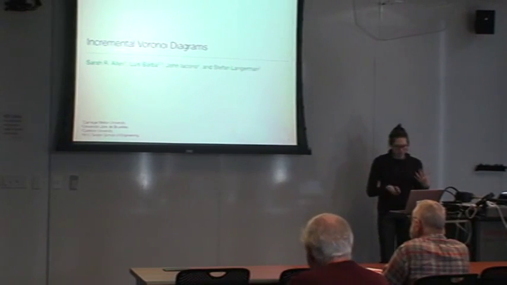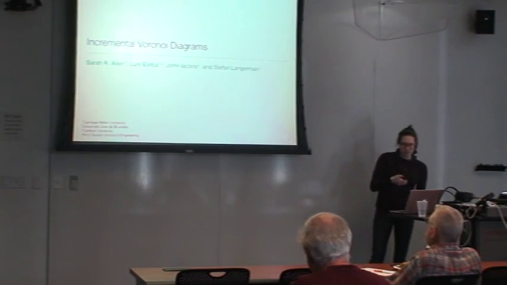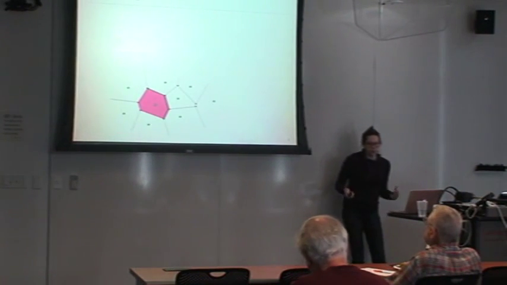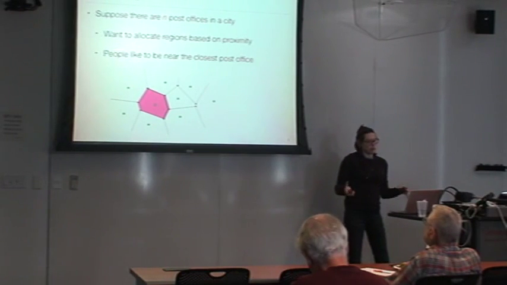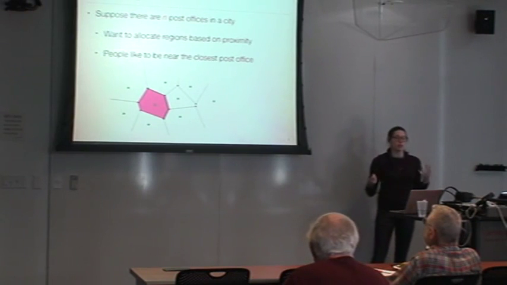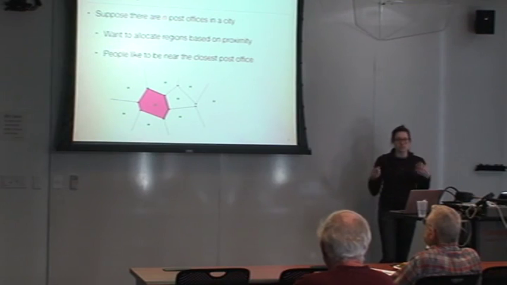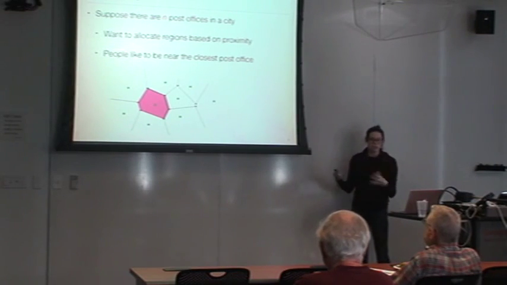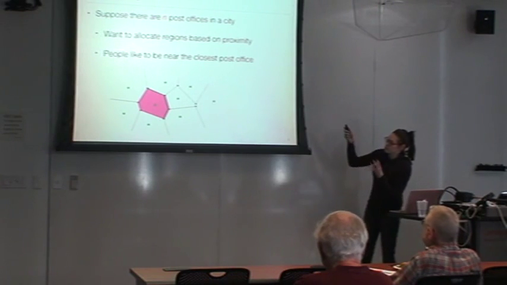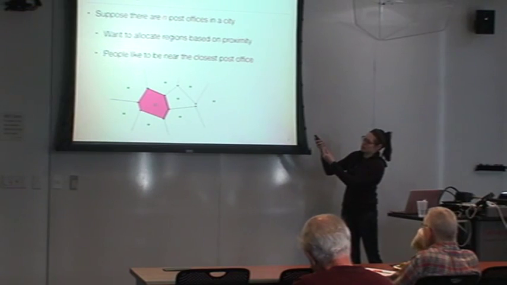Going to start with the introduction of what a Voronoi diagram is and also some motivation for it. Suppose we have n post offices in a city, and you basically want to allocate regions based on proximity. People want to be assigned to the post office that is closest to where they live. So the idea is that we decompose the plane into regions such that each region corresponds to a site or a post office, such that if you're inside the region of that site, you're closer to that site than to any other site.